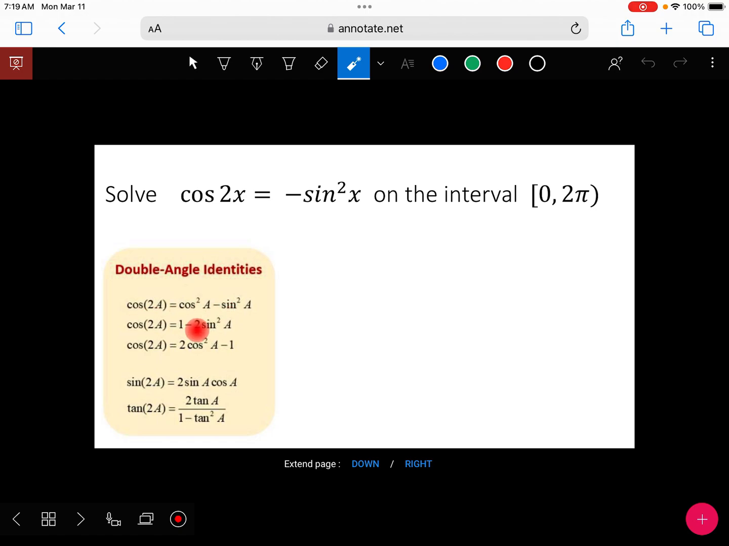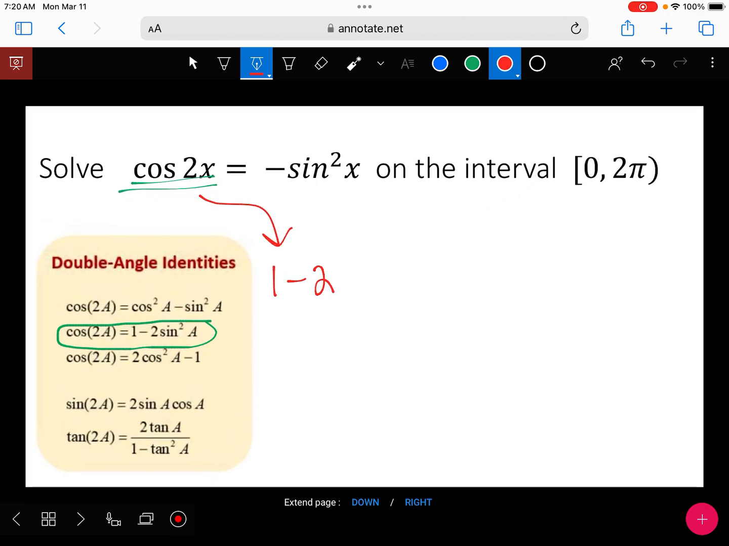Now with cosine, we have 3 options. But because we have a sine, it would make sense to use this one. Actually, this is the only one we can use. Well, maybe not the only one, but that would be the smartest one to use. So what I'm going to do is substitute this cosine 2x. I'm going to put 1 minus 2 sine squared. And that equals negative sine squared.